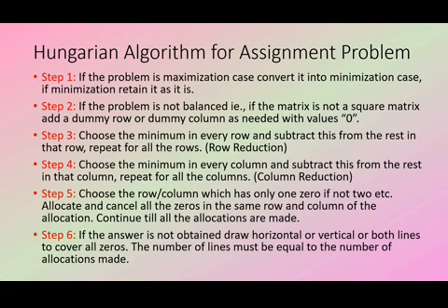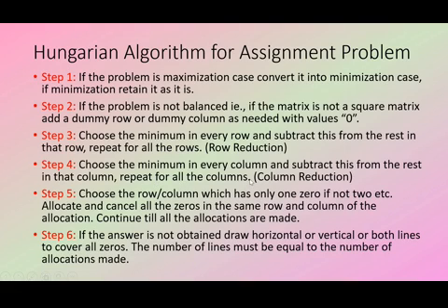So every row has a zero, but we are not sure whether every column has a zero. So to ensure that every column also has a zero, we go with step 4. In step 4, the same procedure is done, but with respect to columns. For every column, I pick the minimum element and subtract that from the corresponding column. So I'll just read out now. Choose the minimum in every column and subtract this from the rest in that column. Repeat for all the columns.